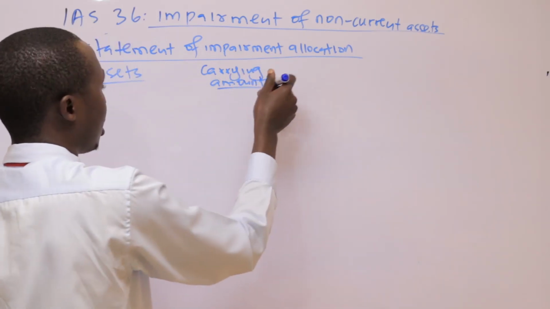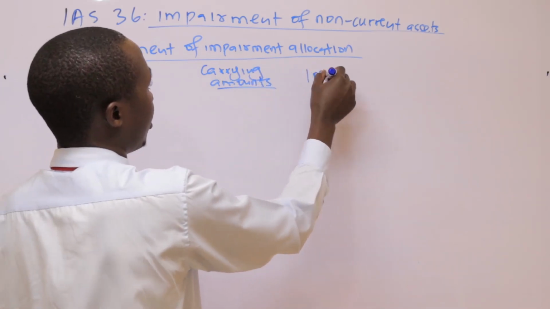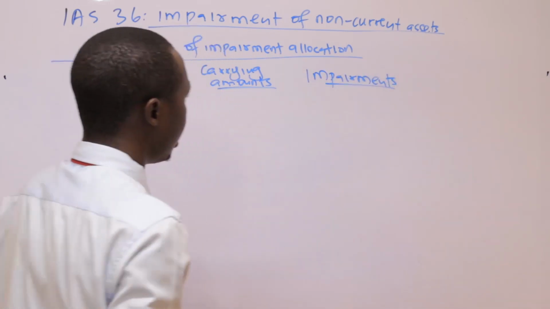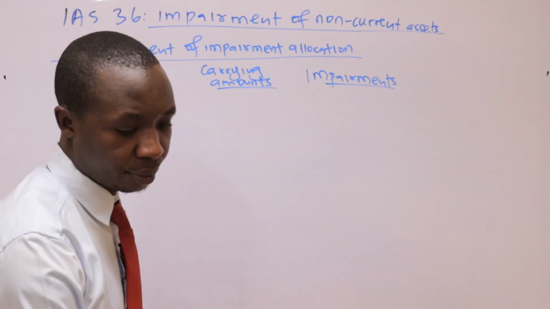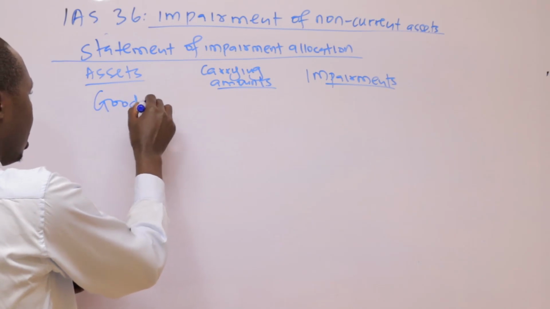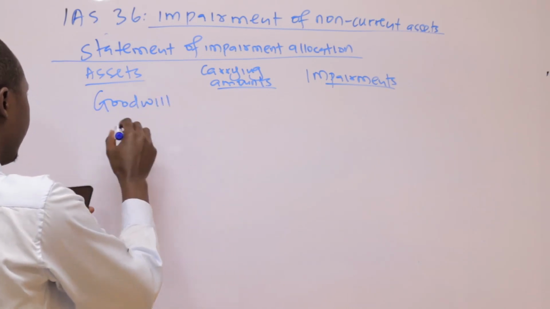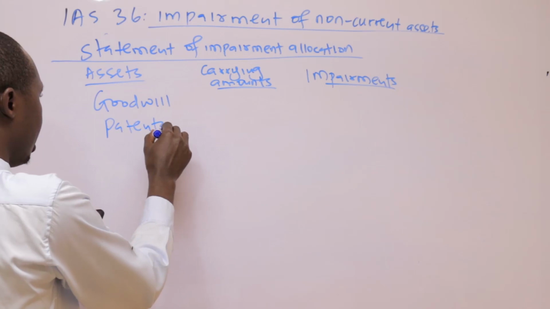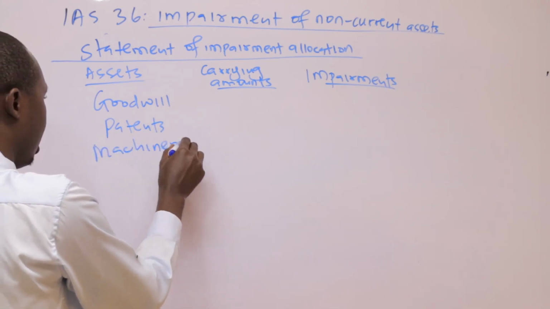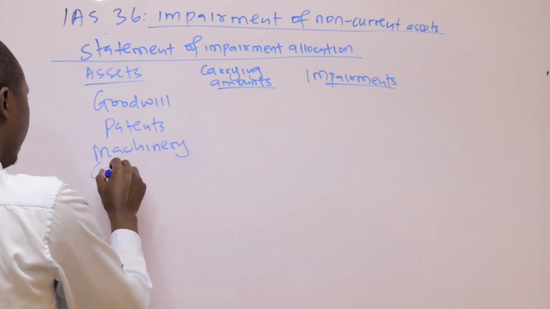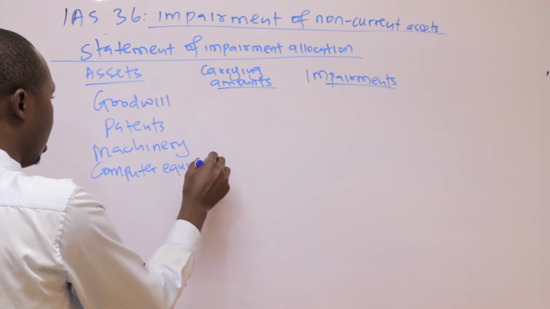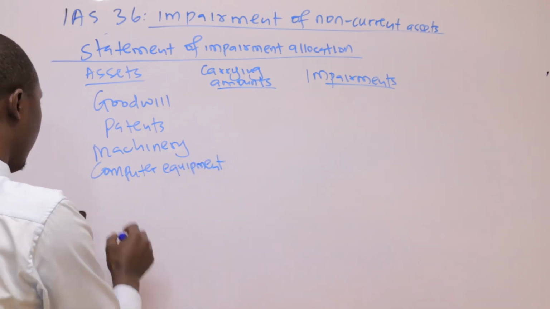So after talking about the carrying amounts, then we talk about the impairments. So remember that the assets we have are goodwill, patents, machinery, computer equipment, and the premises.